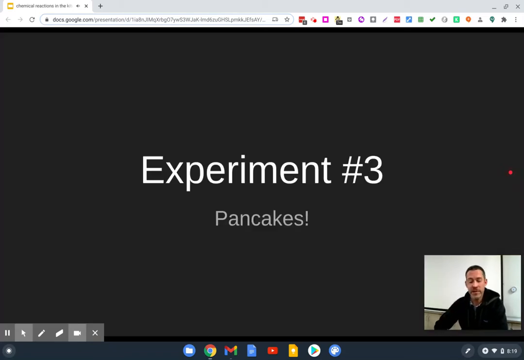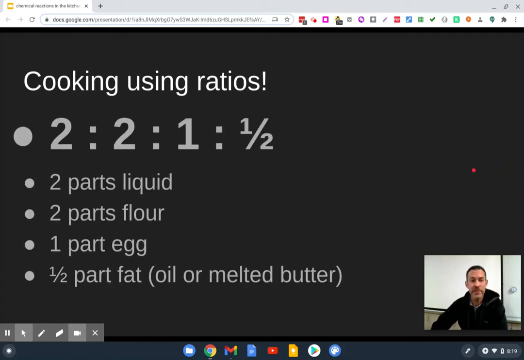Today, what we're going to do is make pancakes. So we're going to tie some of these ideas together and make pancakes. And we're going to cook using a ratio. We're going to use the 2-to-1, 1/2 ratio. There's several ratios you can use for pancakes, but this one works pretty well. What this means is there's 2 parts liquid, usually milk, 2 parts flour, 1 part egg, and a 1/2 part fat. And that fat could be oil or melted butter in your pancakes.